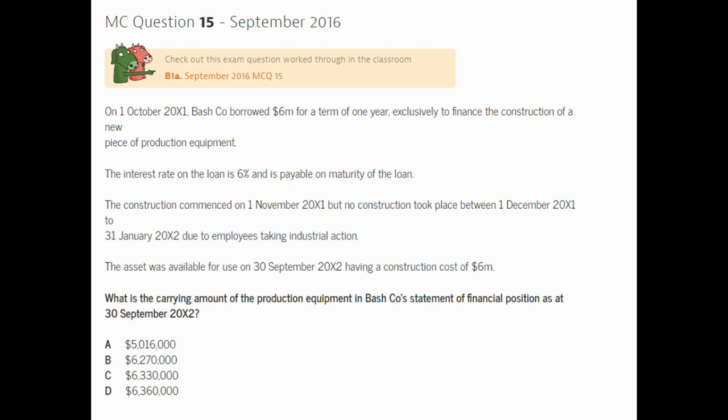Okay, so the question is, on 1 October, so we have the first date here, Bashco borrowed 6 million for a term of 1 year, exclusively to finance the construction of a new piece of production equipment. So this one is a specific loan, specifically taken to finance the construction of the production equipment. Okay, so on 1 October, this borrowing cost starts to be incurred. So the first condition is met.